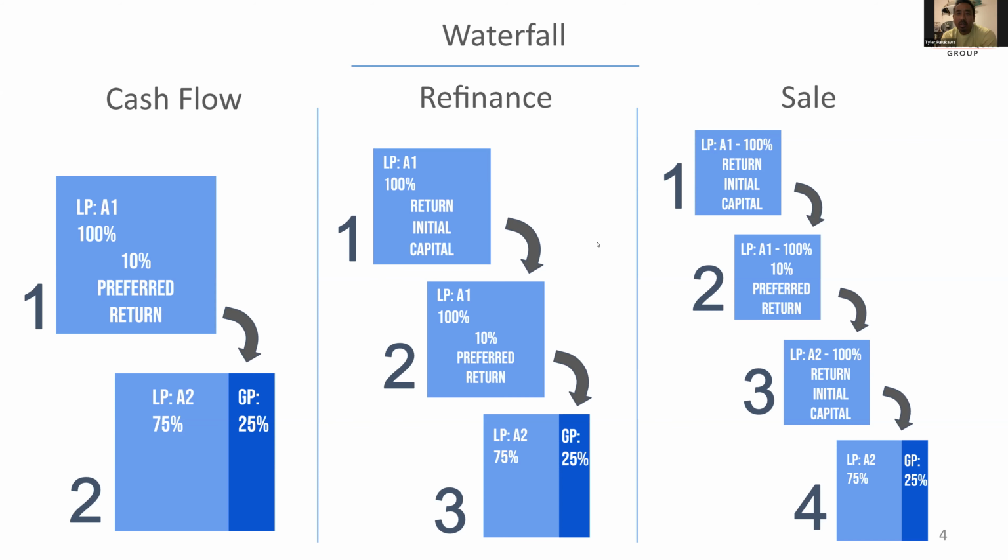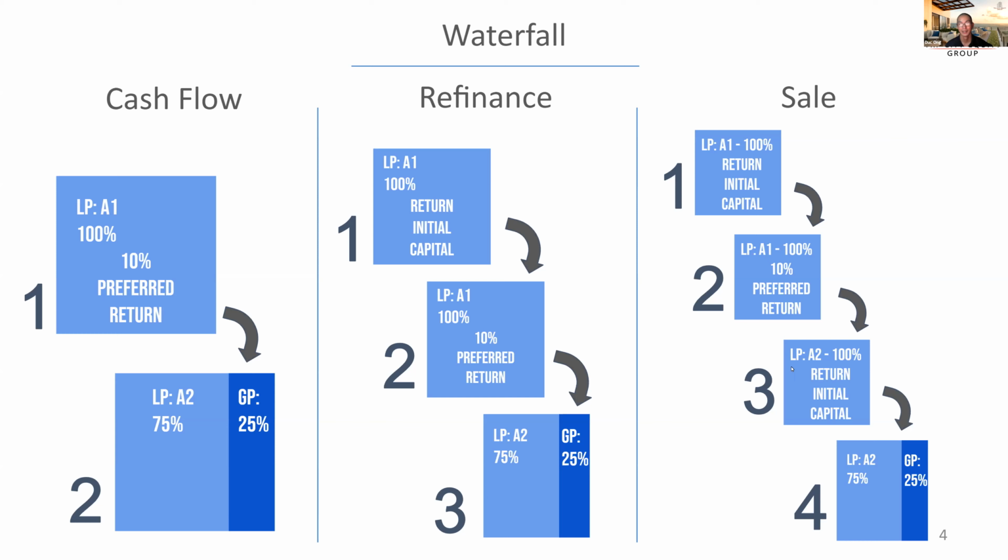Just chiming in too. With the refinance, does that mean the A2 doesn't get their capital returned if there's not enough? So in this particular example, you can structure a deal however you want, right? But in this example, it's a 75-25 split. So if the 75 didn't cover their return, then they wouldn't get their full return, but initial return. Then they would still have a basis remaining, and at the sale, that's when they would get the remainder at this stage.